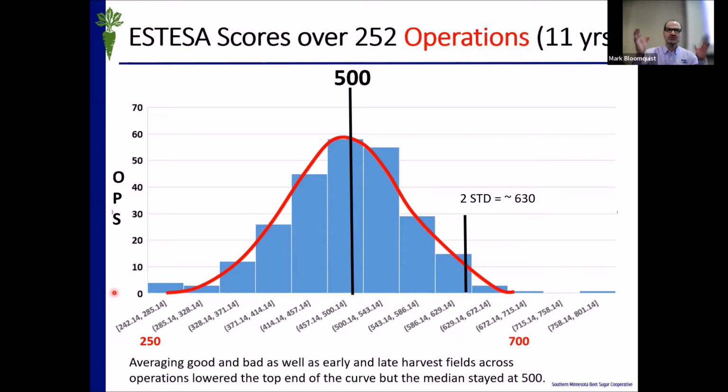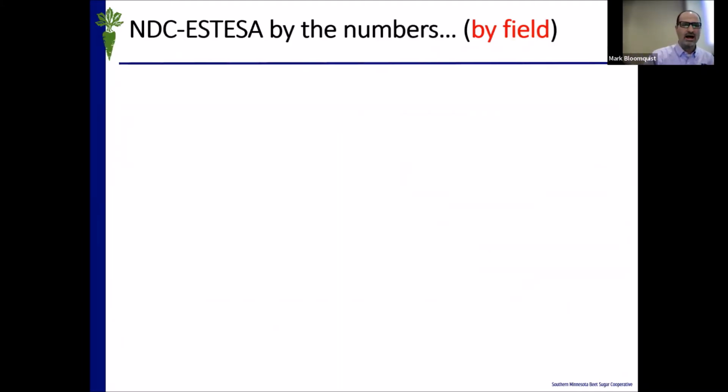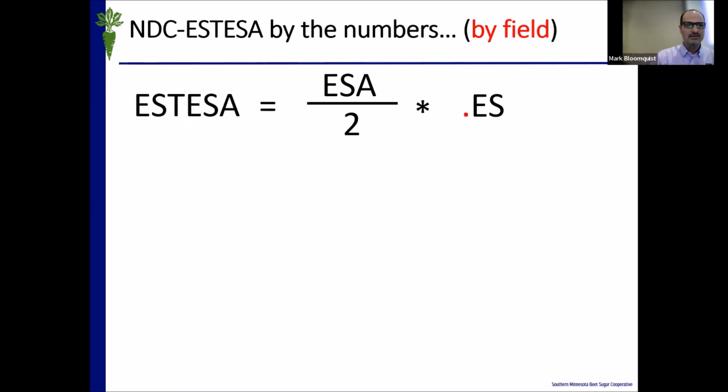But it's these operations at the operation level that we're going to start to examine to find out which operations have these extraordinary traits that allow them to be so profitable. Now here it comes. The normal distribution curve, ESTESA by the numbers. Here it is, the enormously long and complicated equation. Get your pencils ready.